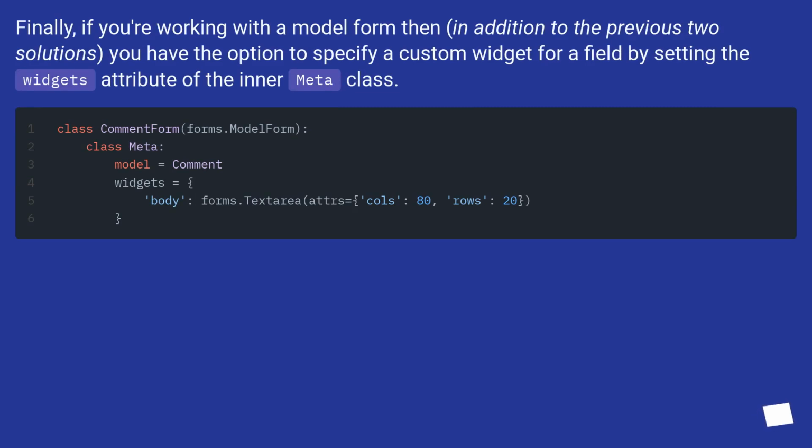Finally, if you're working with a model form, then, in addition to the previous 2 solutions, you have the option to specify a custom widget for a field by setting the widget's attribute of the inner Meta class.